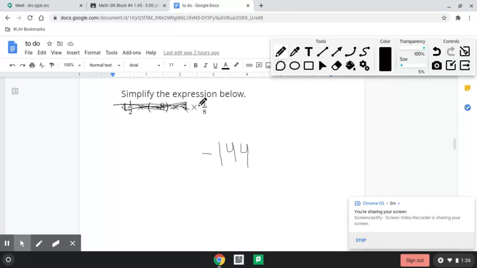Now all we have to do is multiply this by 1/8, times 1/8. And again, if you have to multiply a whole number by a fraction, you put that 1 underneath the whole number, and that's your fraction. So that turns into -144 over 8. And I do believe both of these are going to be divisible by 8.